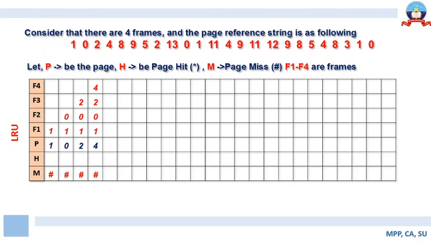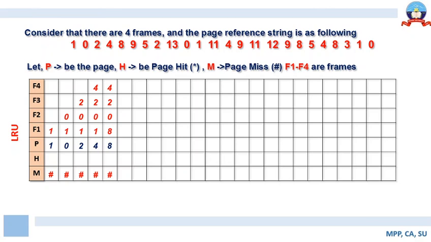After 4 there is a page reference to 8. Now out of 4, 2, 0, 1, I need to select a page to be replaced by 8. The one that is used at the farthest point in time will be replaced. Out of 4, 2, 0, 1, page 1 is the one used at the farthest point in time. So 1 is replaced by 8.